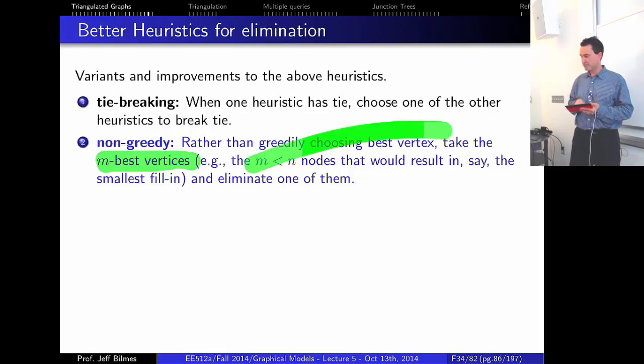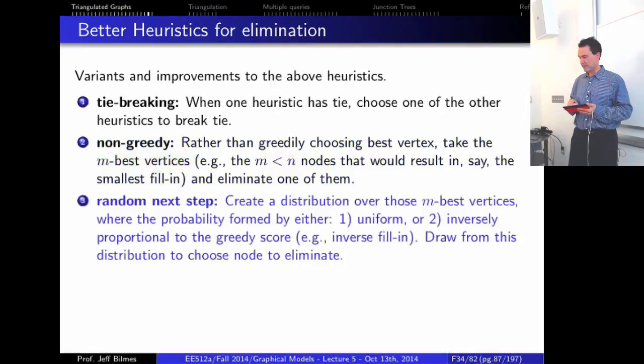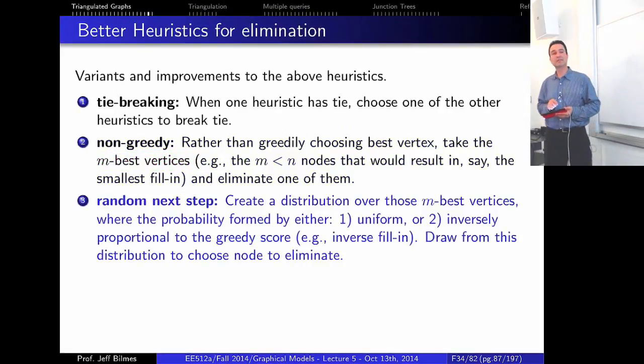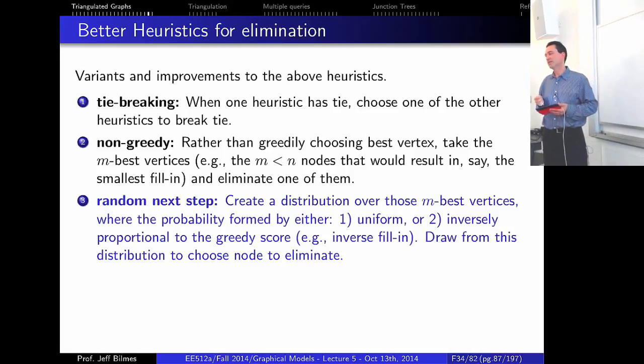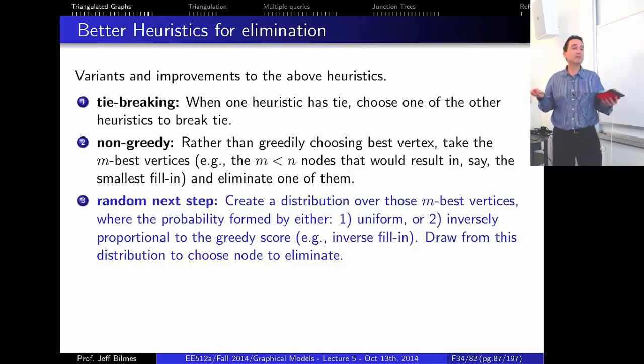Another strategy would be to do this randomly, where you define a probability distribution over the top m. Then you choose either uniformly over the top m, or non-uniformly. You could turn the number of fill-in and choose inversely proportional to the number of fill-in, or the size, or any of these other heuristics. You could turn them into random heuristics.